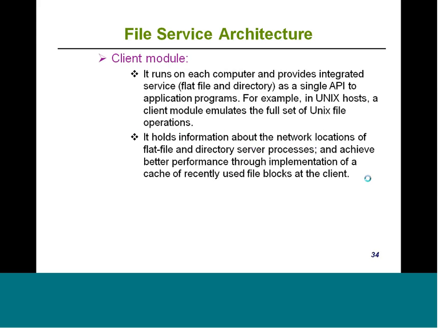So the client module is another piece of the services that we saw in this picture. This runs on each computer and provides an integrated service or a flat file service, because this service is pretty much constant across all the clients. On the Unix side, the client service emulates the full set of Unix file operations, like open, close, and all those things that we saw earlier. All of these services are provided by the client module. It also holds the information about the network locations of the flat file and directory server processes, so that it can go to those directory servers and access those files very easily.